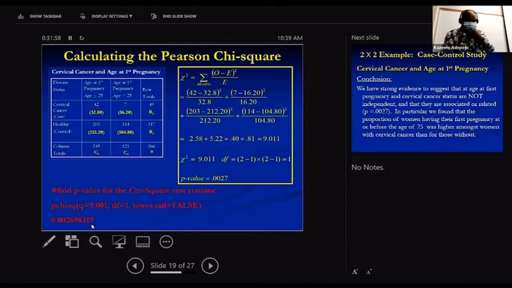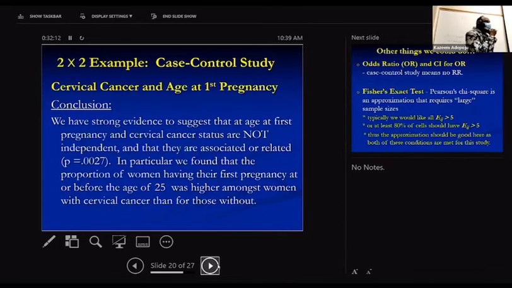Now, how can we take a decision with the p-value? We got approximately 0.003. Now, when you compare it with 0.05, what will happen? It is less, right? You know what the null hypothesis is? The null hypothesis in this case is telling us there is no relationship between the age at 1st pregnancy and the risk of getting cervical cancer. The alternative is saying there is.